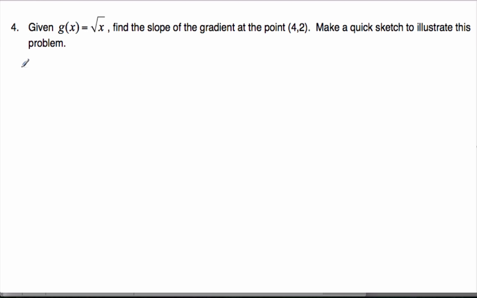All right, last question I'm going to do with you. We're given this function here, square root of x. Find the slope of the gradient. Well, the slope is, this is a typo. It should be the slope of the tangent at the point (4, 2). You guys have tangent in your packet. Make a quick sketch to illustrate what's going on.